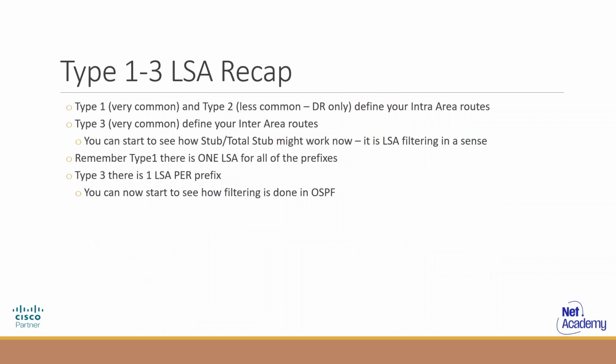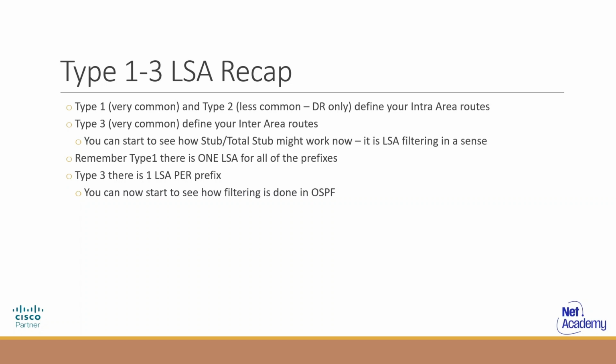Let's have a quick recap. This is a shorter session, but these are important topics, right? Type 1 is a very common type of LSA, and type 2, which is a less common LSA because it's only in those DR, BDR type networks. These define your intra-area routes. Type 1s and type 2s determine what is within an area. What am I going to run my Dijkstra algorithm against to build my shortest path tree?